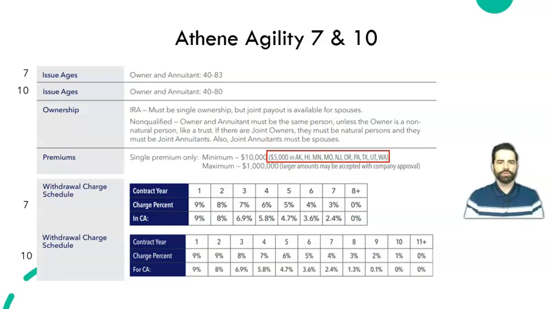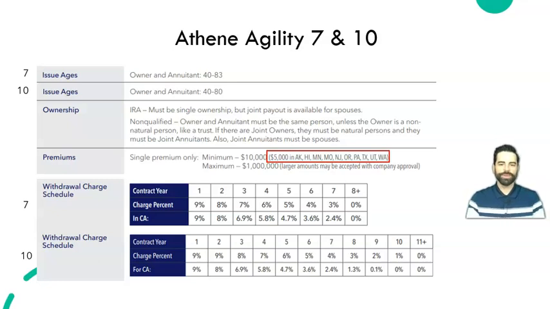Okay, so the owner and annuitant age, the issue age is 40 to 83 for the 7 and 40 to 80 for the 10. Ownership, if it's an IRA, must be single ownership, but joint payout is available for spouses. And if it's non-qualified, the owner and annuitant have to be the same person unless the owner is a non-natural person like a trust. If there are joint owners, they must be natural persons and they must be joint annuitants. Also, joint annuitants must be spouses.